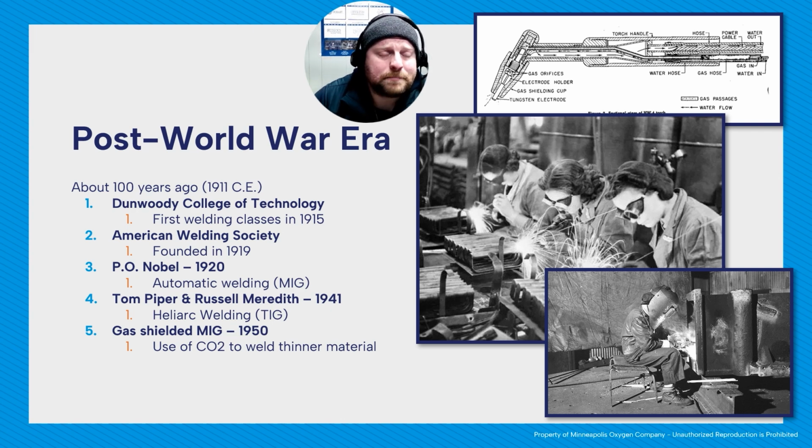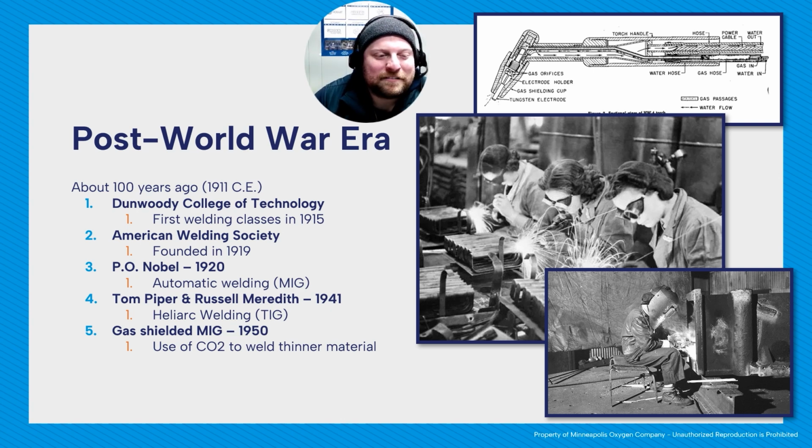We have P.O. Nobel in 1920 who started automatic welding, so what we would call like GMAW or MIG, the very early part of that. It was truly just like dispensing a bare wire electrode, so you didn't have any shielding gas that we use now. It was used a lot for repairing and molding like metals, but you can imagine there was probably a lot of porosity, things like that. And if you don't know these terms, we'll learn them all as time goes on.